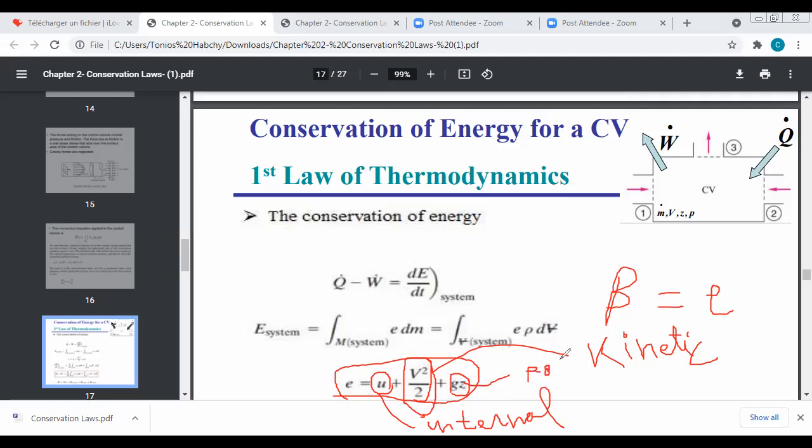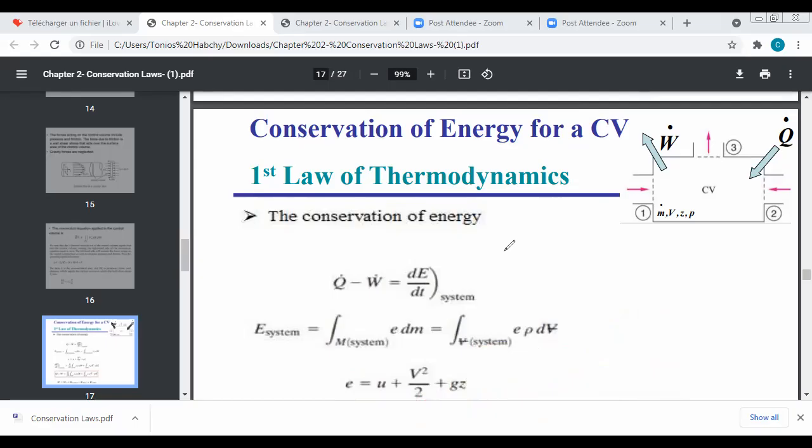So now what will happen if you apply the Reynolds transport theorem to the specific energy E, which is the energy per unit mass? What will happen is that we'll obtain the first law of thermodynamics applied on a certain control volume. In fact, let us see how the terms will appear.